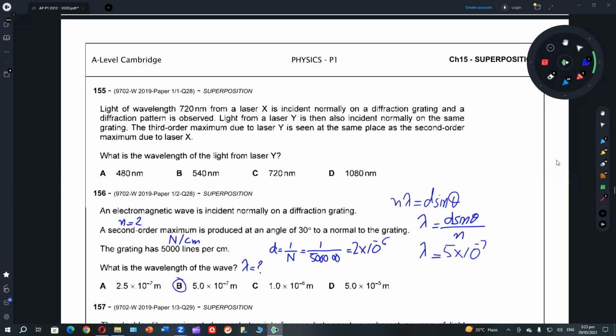Light of wavelength 720 from a laser X is incident normally on a diffraction grating and a diffraction pattern is observed. Light from a laser Y is also incident normally on the same grating. The third order maximum due to laser Y is seen at the same place as the second order maximum due to laser X. What is the wavelength of the light from laser Y? It's a bit tricky question. Light of wavelength 720 from laser X. So there are two sources.